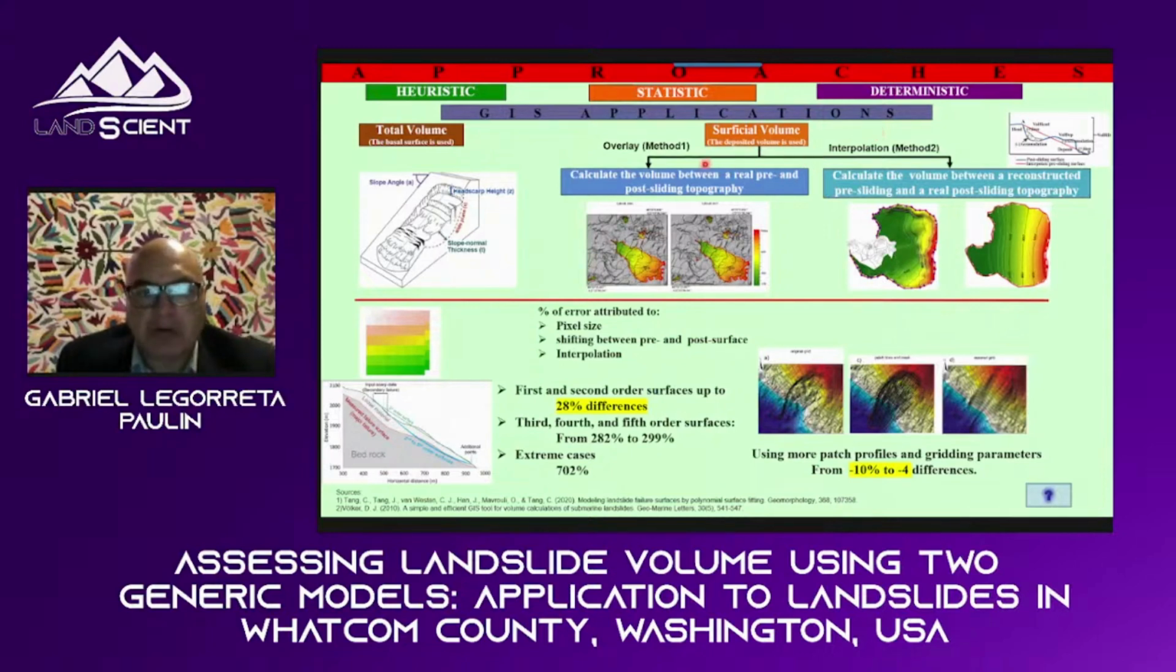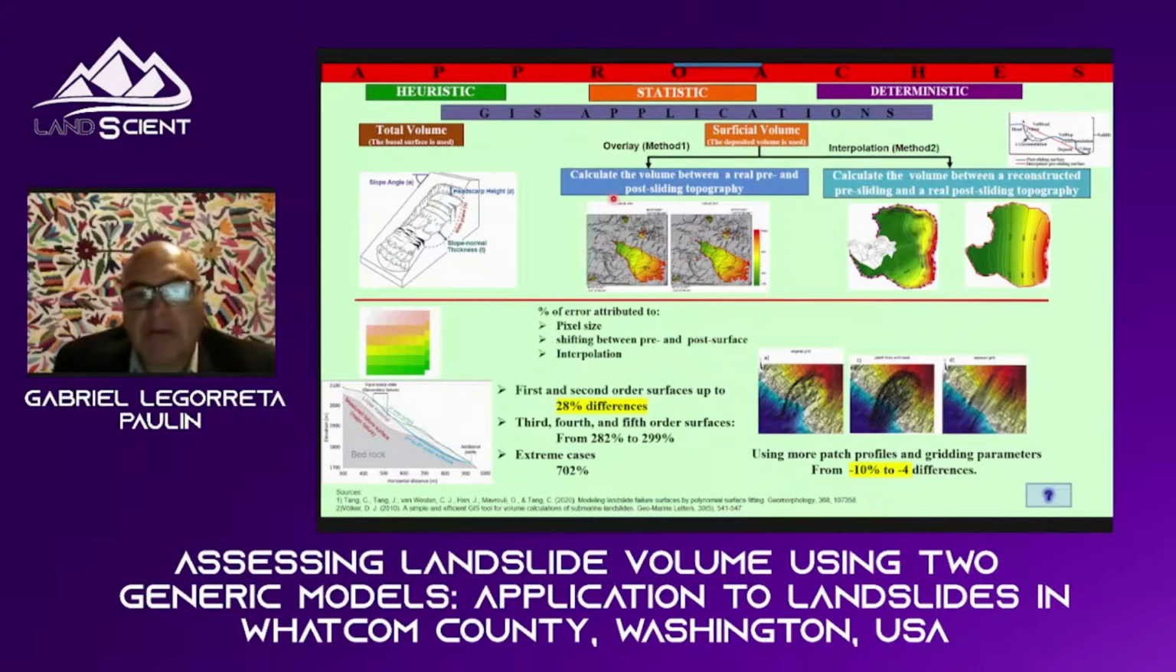But in general, all these approaches and methods can be classified into two groups, since landslide volume can be considered in two different ways. In the first group, the basal slip plane is used to obtain the total landslide volume. In the second group, the accumulated or mobilized material is used to obtain the superficial volume. And here also there are several methods, but we use the easy ones. They are called the overlay and the interpolation methods.